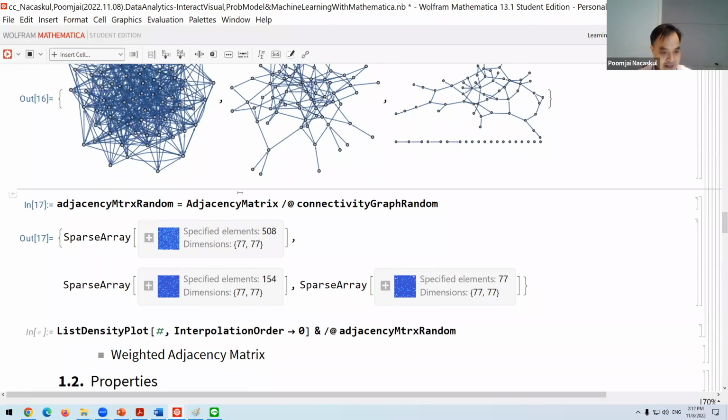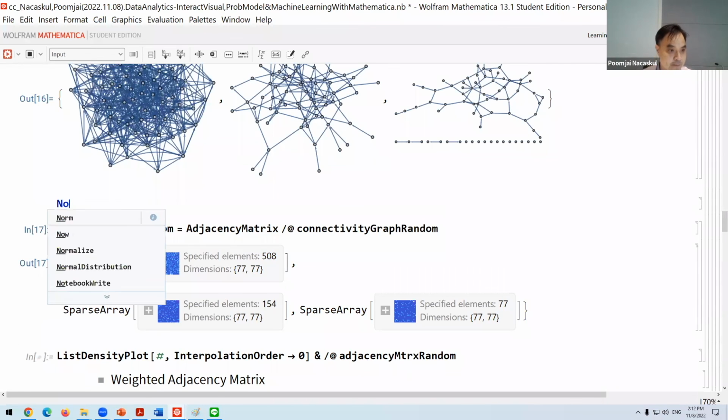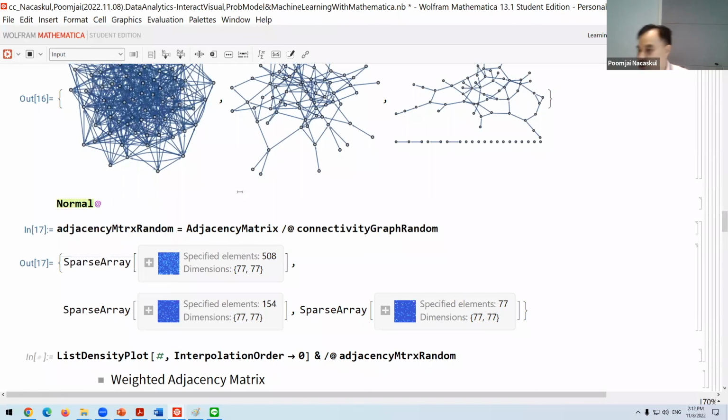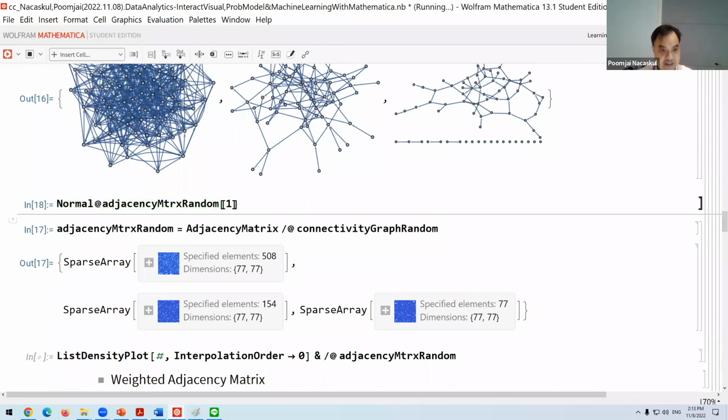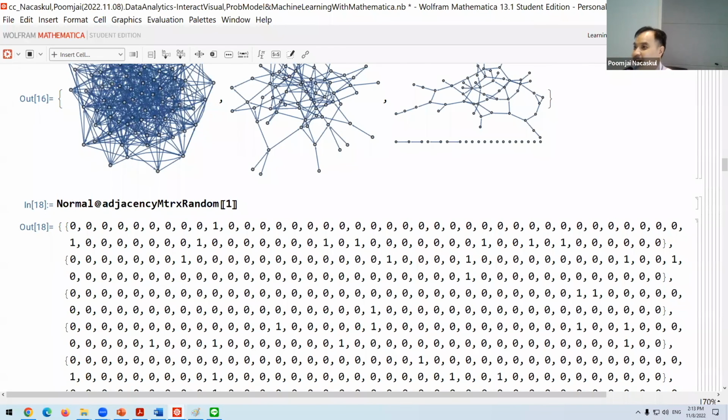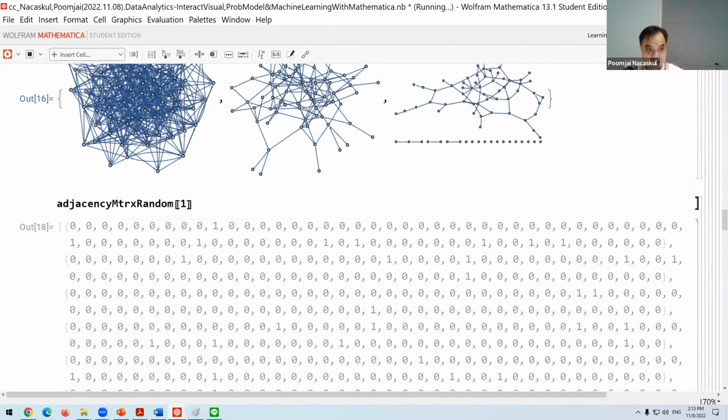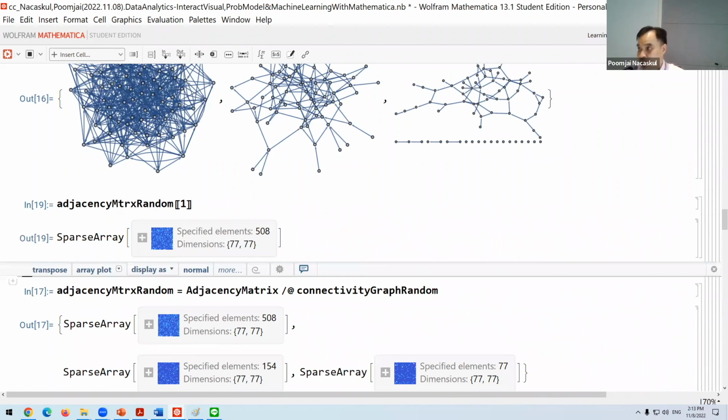So you can have something like Normal applied to this guy. Let's take the first one. See, it becomes normal. This is wasteful. This is very wasteful. So this is the normal form of this, but the thing itself is kept as a sparse array.